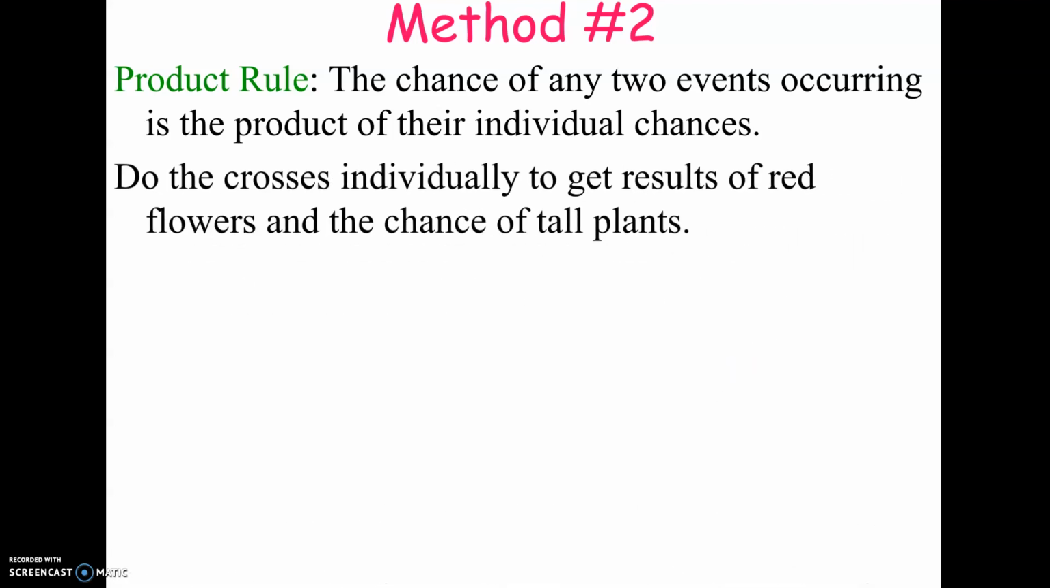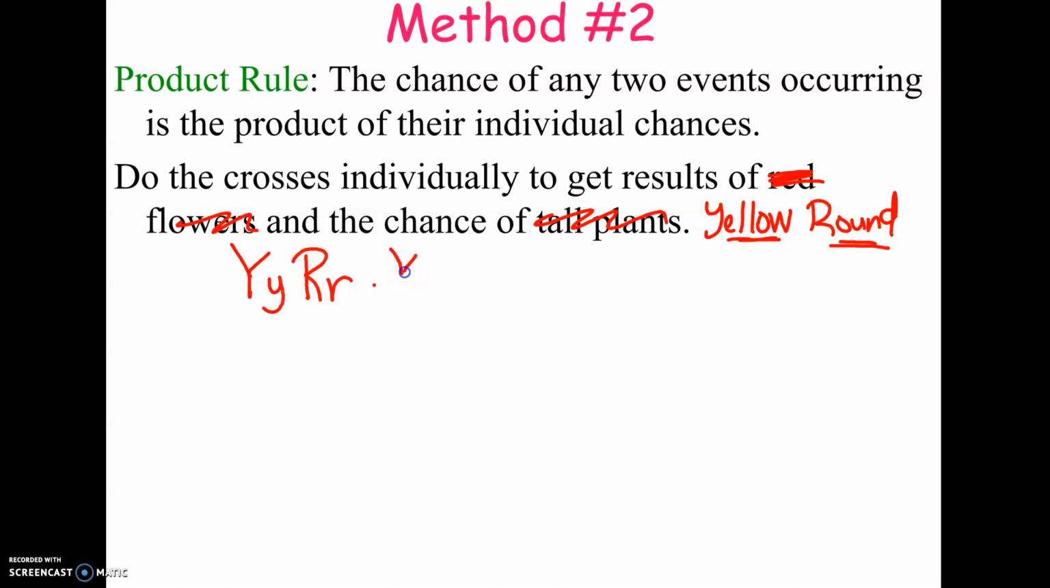So we are going to look at the individuals. Now I wrote here, I forgot to fix this. It shouldn't say red flowers and tall plants. If you recall the cross we were doing, we are looking for the chances of yellow and round. Excuse me, not tall and red. So here were our parents. They were heterozygous for yellow and heterozygous for round. We're going to separate out our traits and do just the same exact crosses we were doing yesterday.